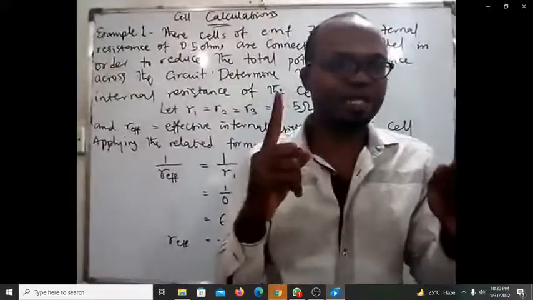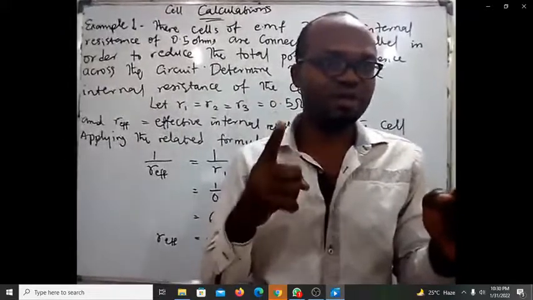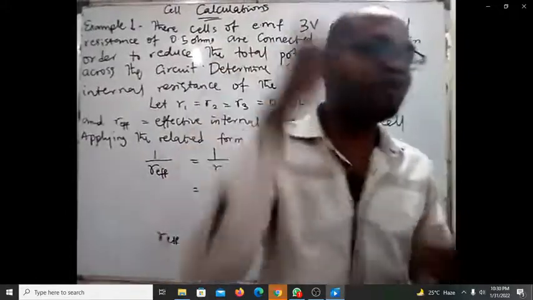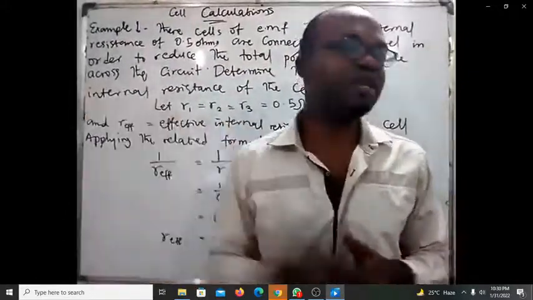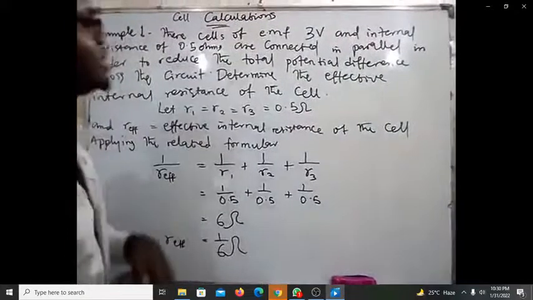So the two parameters that you normally check are what? EMF, electromotive force, which is the potential difference, the energy that causes the flow of charges. That is EMF. Then internal resistance. Two things. So we are going to look at an example.